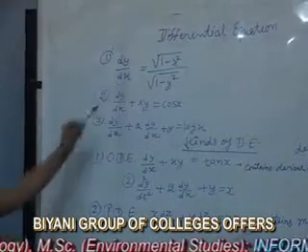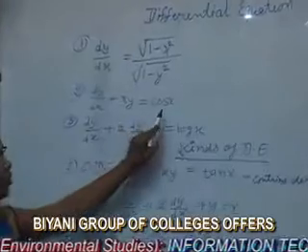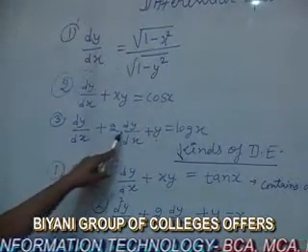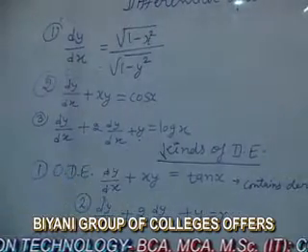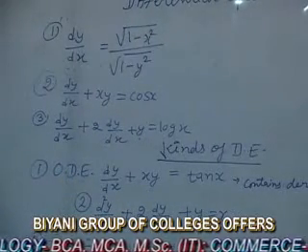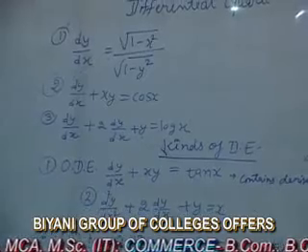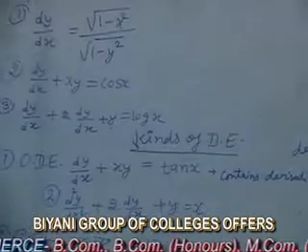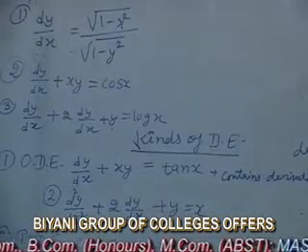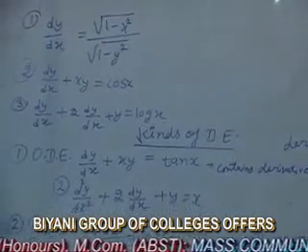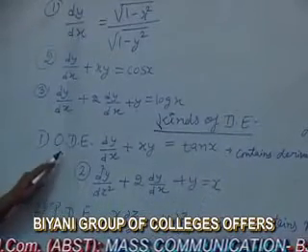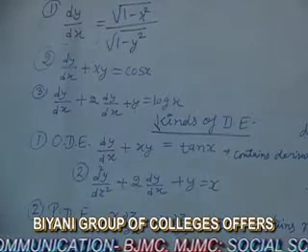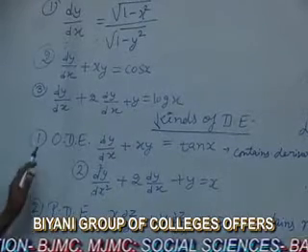Next, for example, dy/dx + xy = cos x. Third, d²y/dx² + 2 dy/dx + y = log x. Here examples 1, 2, 3 are all examples of differential equations. Now the next subtopic is kinds of differential equation. We have two kinds of differential equation. First is ordinary differential equation, short form ODE. Second is partial differential equation, short form PDE.